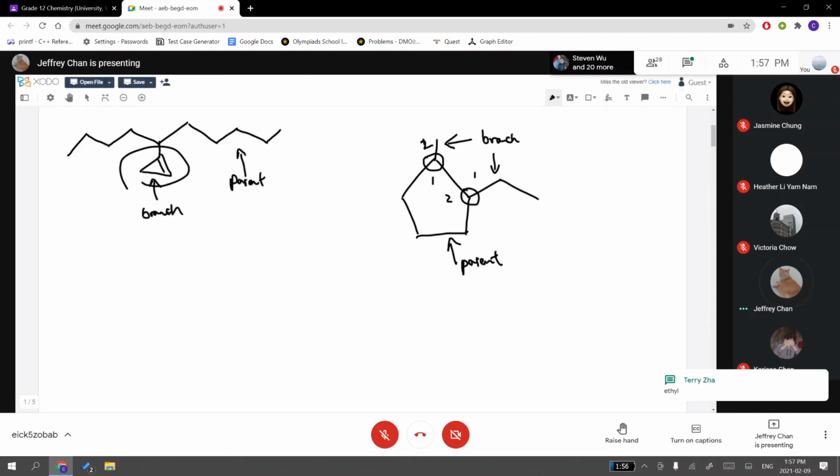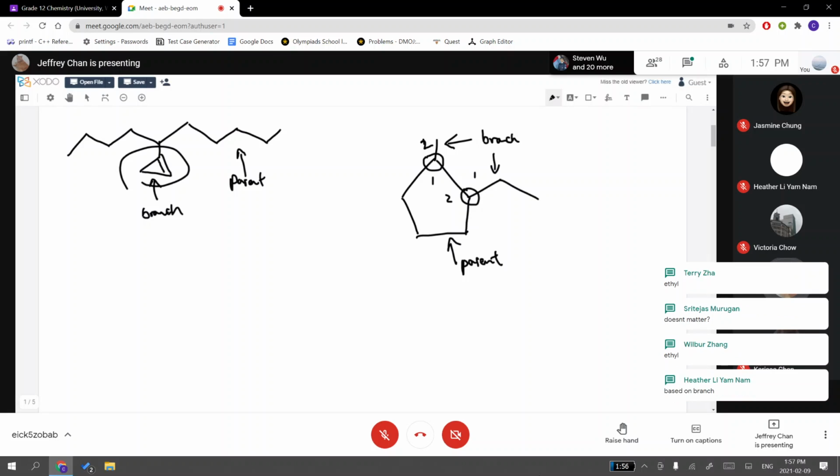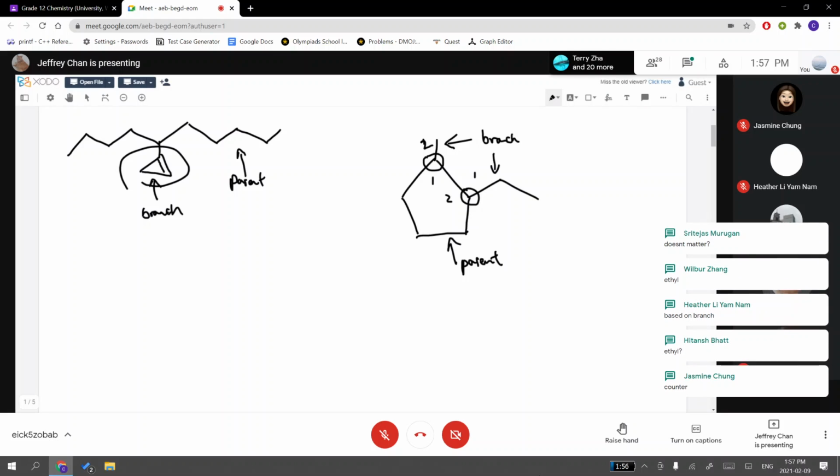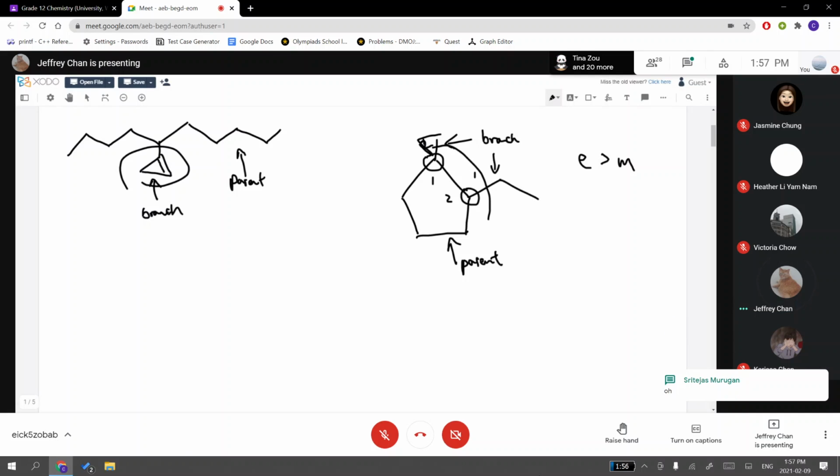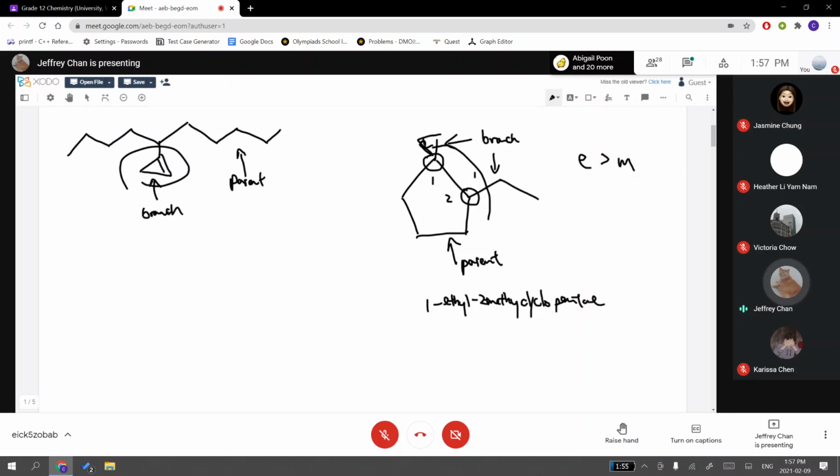So what do you think? Doesn't matter? Of course it matters. Ethyl, right? Because E comes before M. So you would go this way. So it would be 1-ethyl-2-methylcyclopentane. Whoops, there's a dash there. Right, it's the same idea as before. So lowest numbers first.